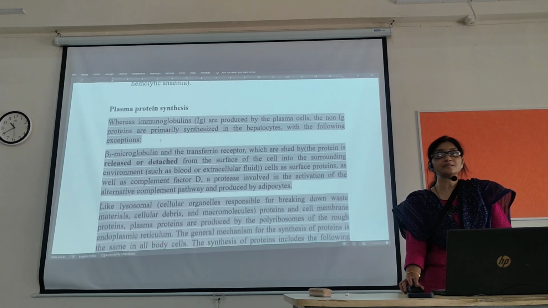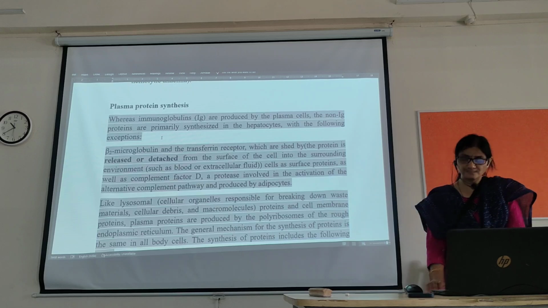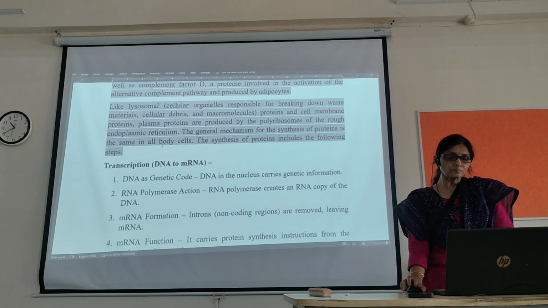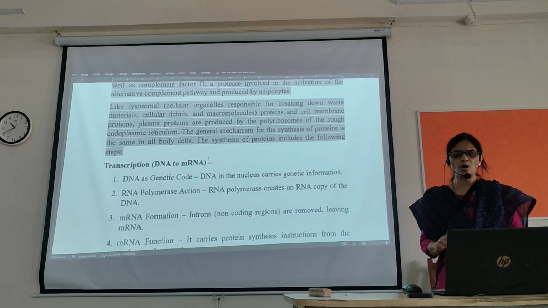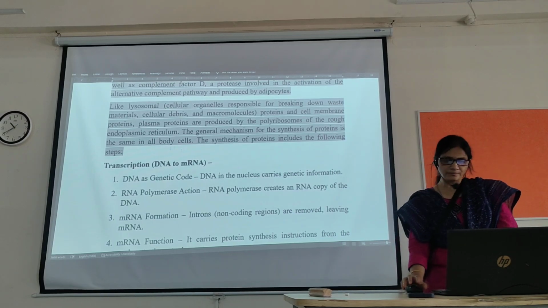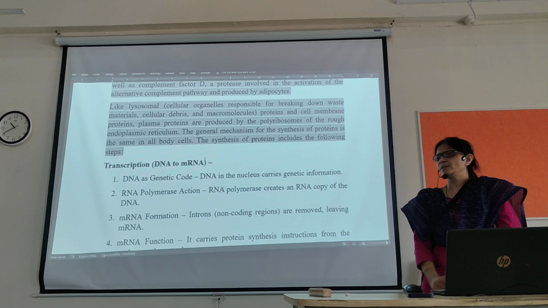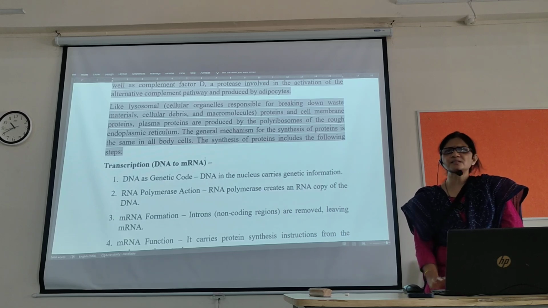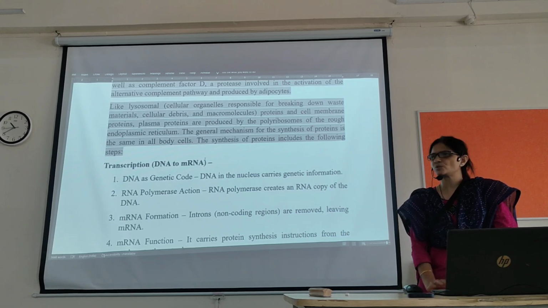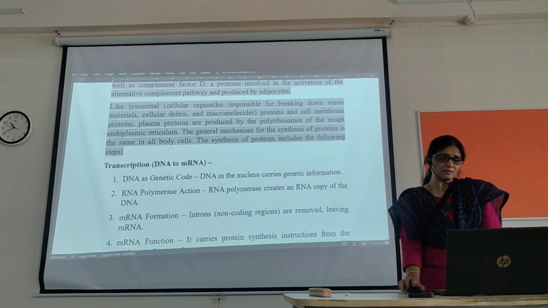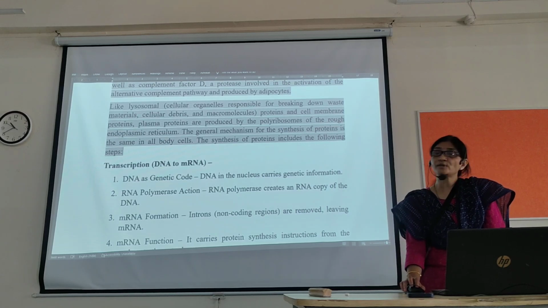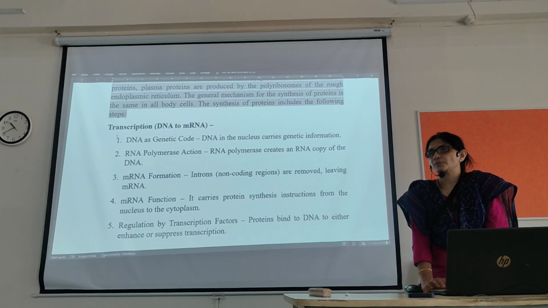How does it get synthesized? Plasma protein gets synthesized. The same procedure is there for all types of proteins. You have heard maybe of this. These are the basic translation and transcription processes for protein synthesis. Let's see in short. The first step for protein synthesis is transcription.